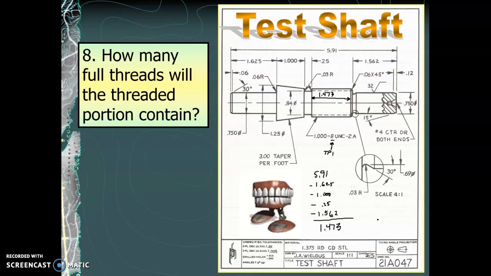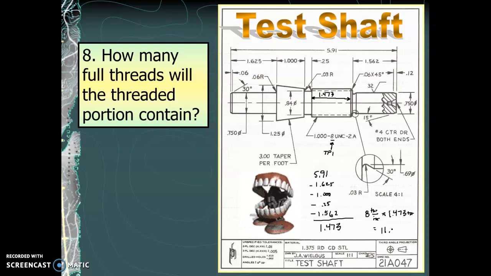1.473 inches long. So if we take 8 threads per inch and multiply it by 1.473 inches, the inches will cancel out, and that'll tell me how many threads we're left with. So we take that 1.473 multiplied by 8, I get 11.784, except the question asks for how many full threads there are. So we just round off that decimal, and we say we've got 11 full threads.